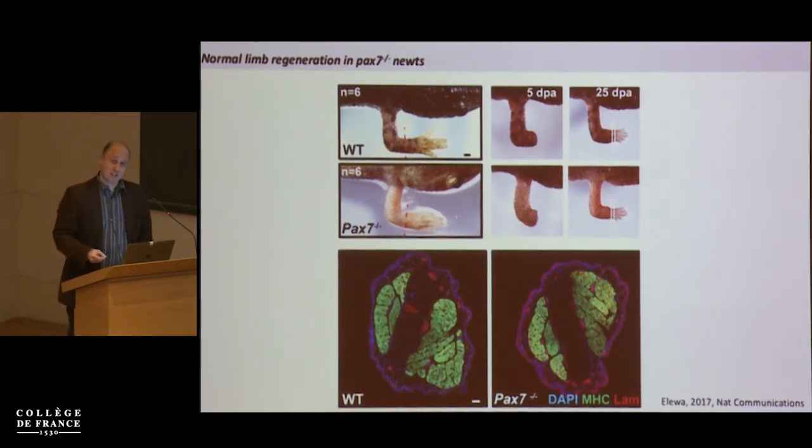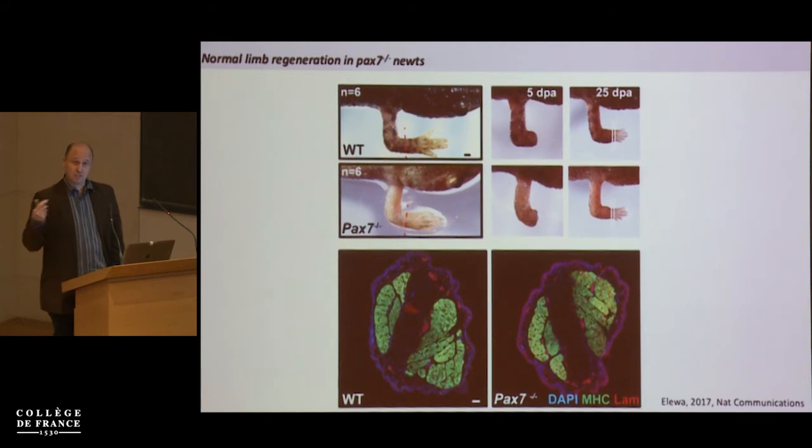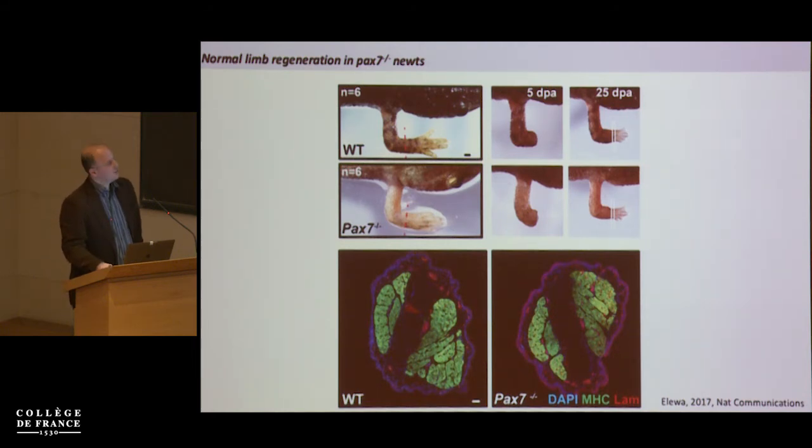It still doesn't say that dedifferentiation is the predominant mechanism, but for that we would need to be able to trace the satellite cell progeny in the newt, and we are building those animals, but we haven't been able to finish those projects yet.